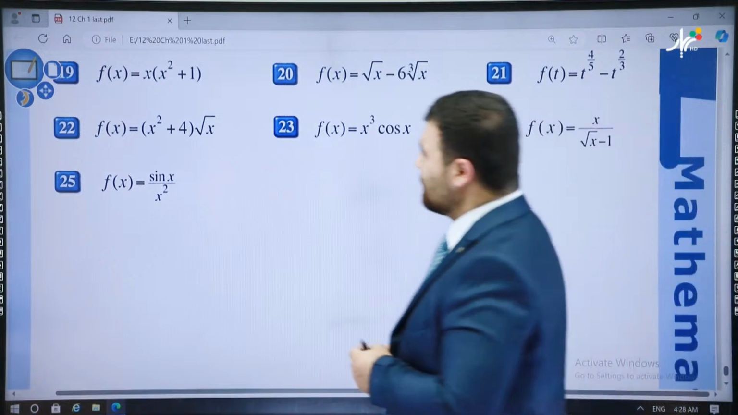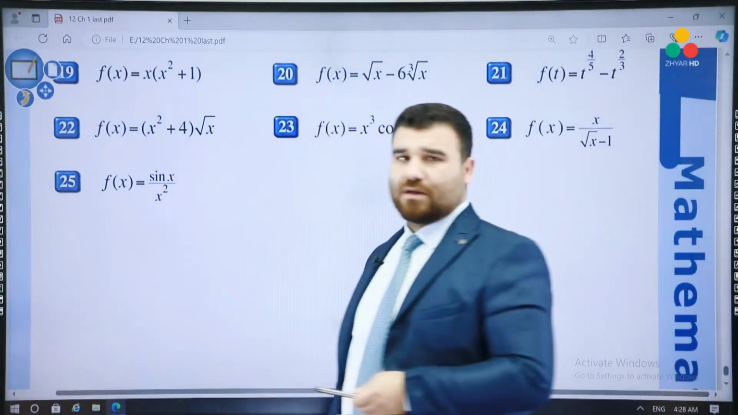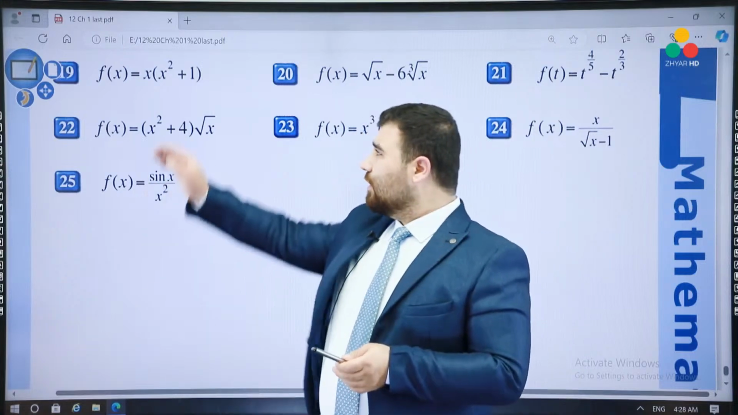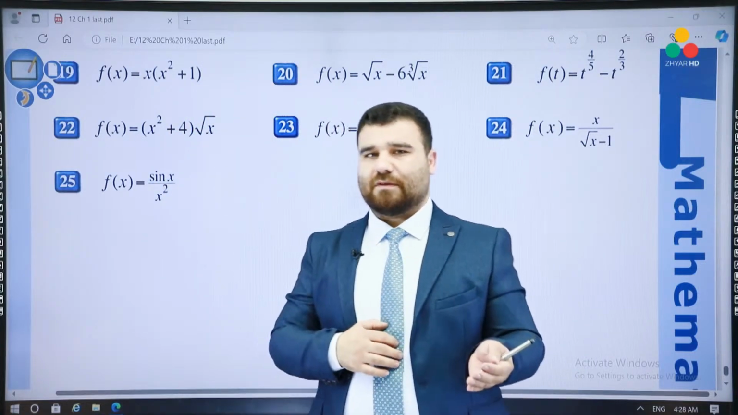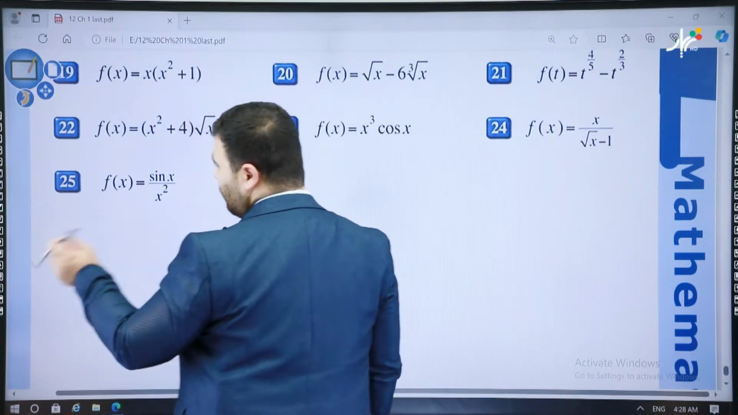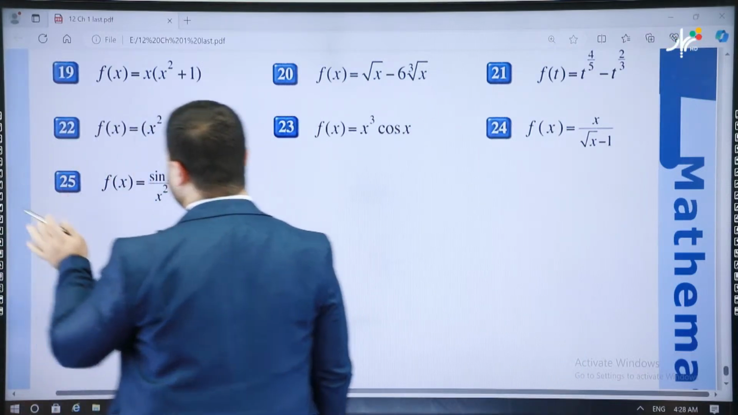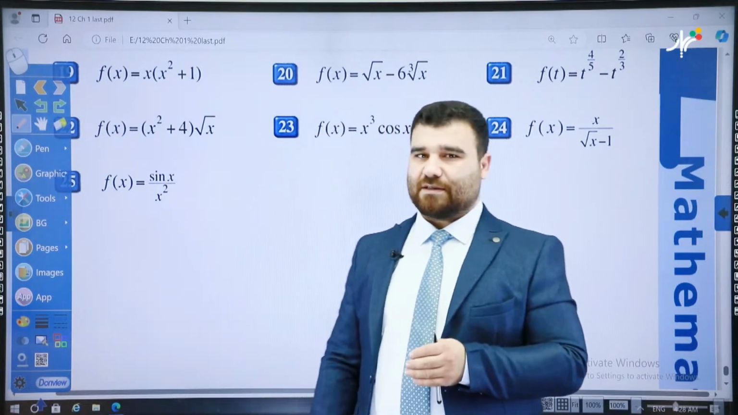Here, same ideas keep repeating. For this question, we can use the product rule, or you can multiply the x by inside, simplify, then do the derivative. Both ways work. But I always recommend simplifying, then doing the derivative. It makes the steps of the derivative easier.